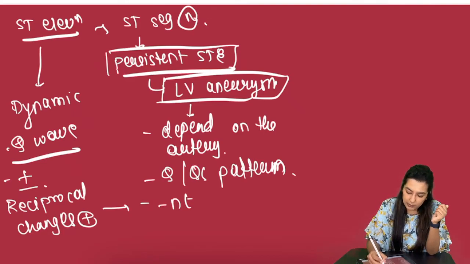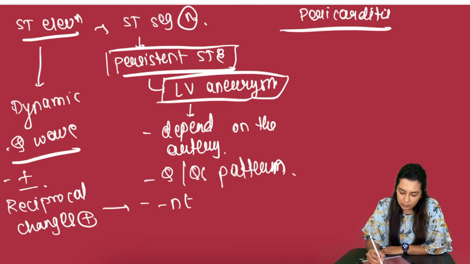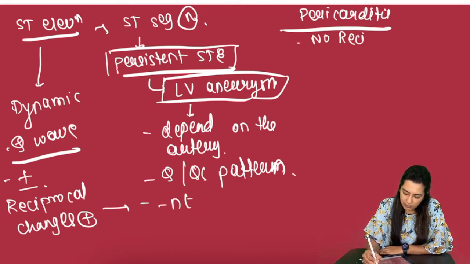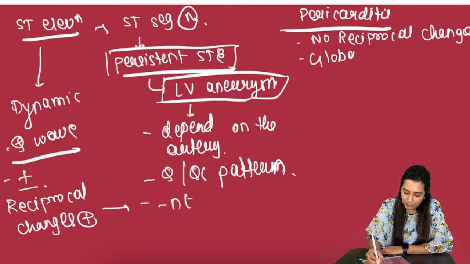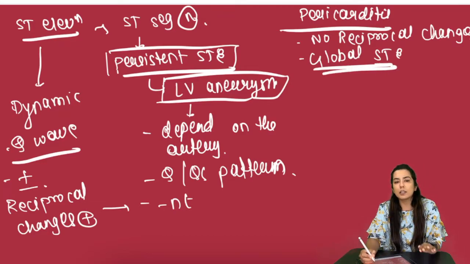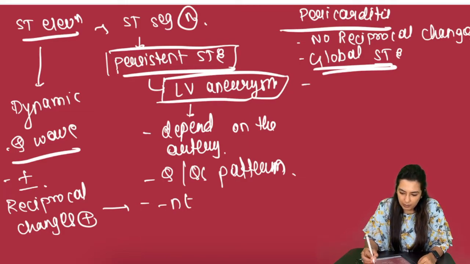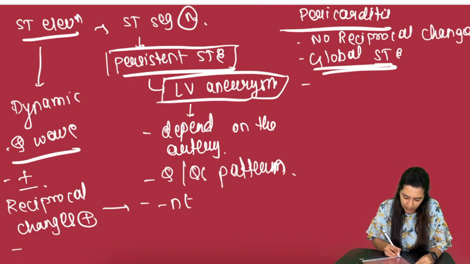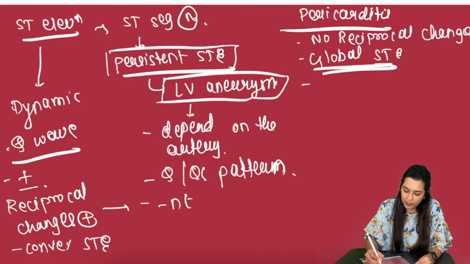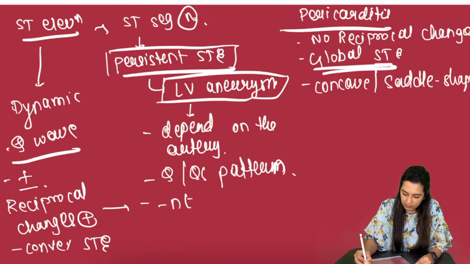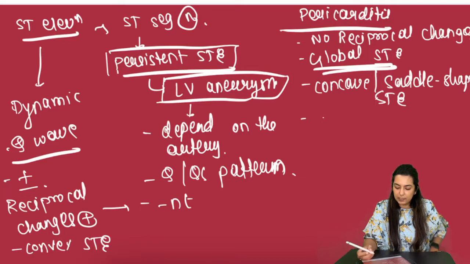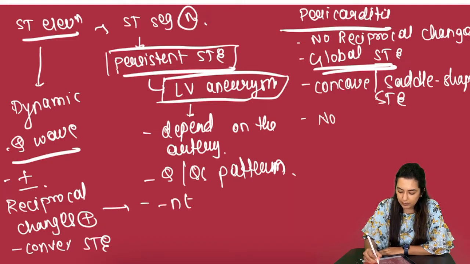Okay, so one more differential diagnosis if there is ST elevation is pericarditis. So how will you differentiate whether it is STEMI or pericarditis? Again, there will be no reciprocal changes in pericarditis. There will be global ST elevation. Remember this. There will be global ST elevation in all the leads. Then there is the shape of the ST elevation. As I told you, in STEMI there will be a convex shape, convex ST elevation. Here it will be concave, or we call it saddle shape ST elevation. So there will be no reciprocal changes, there will be global ST elevation, there will be concave or saddle shape ST elevation, and the changes will be non-dynamic.